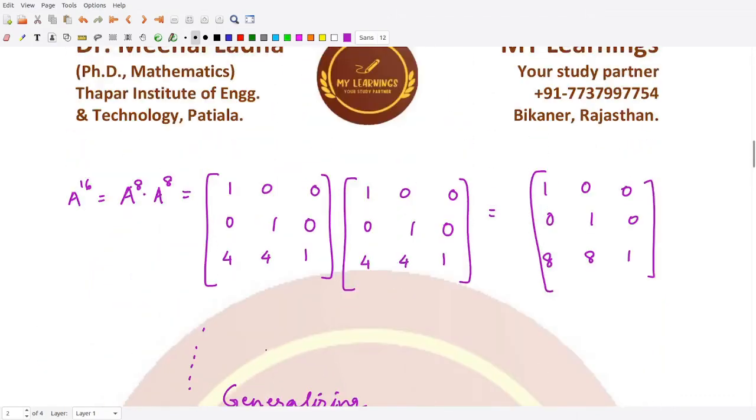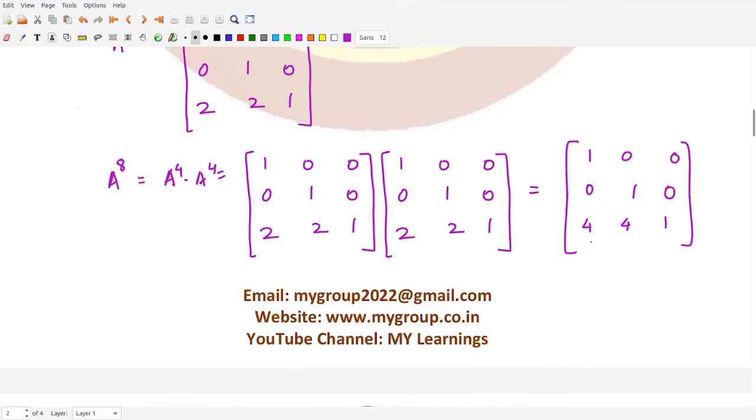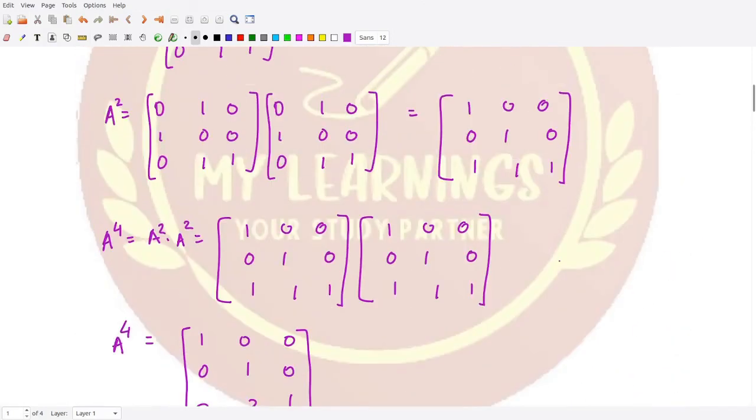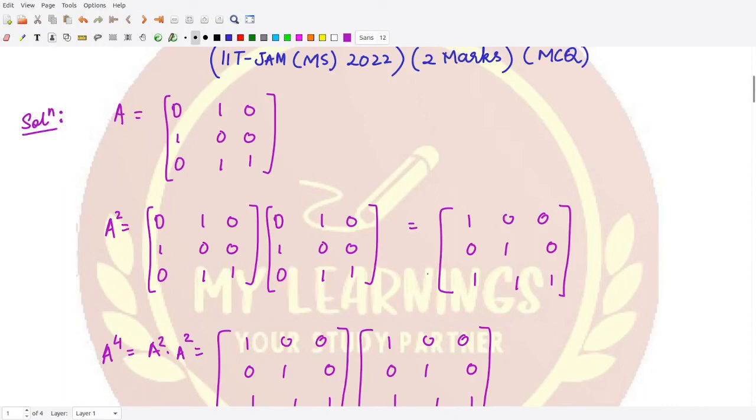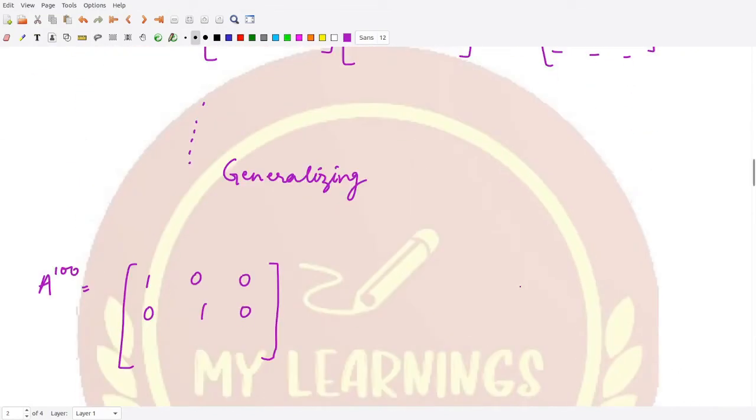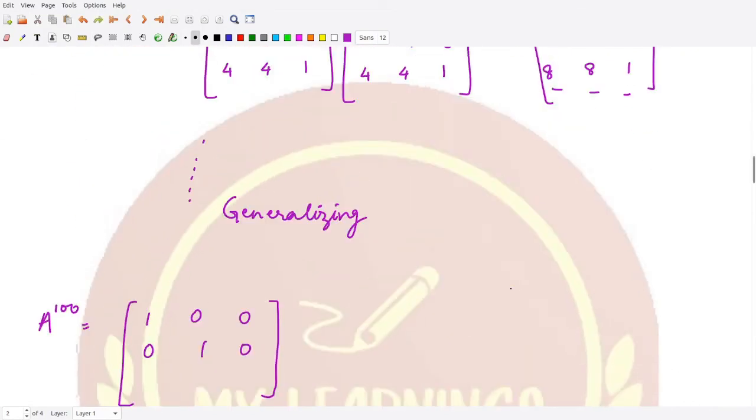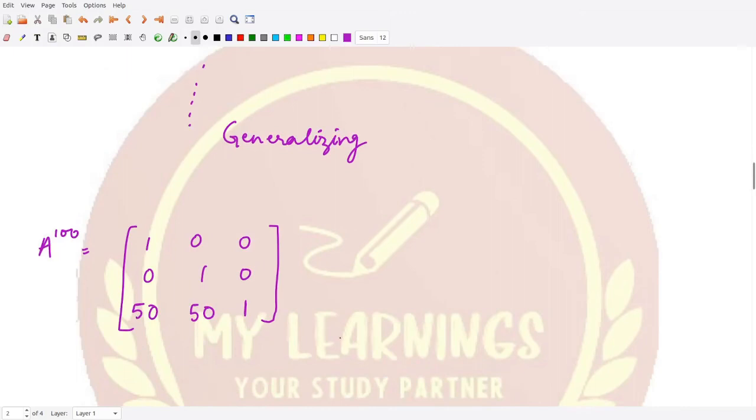And what is this third row? When we have the power 16, we have 8 8 1, and when we have the power 8, we have 4 4 1. When we have the power 4, it is 2 2 1. When we have the power 2, it is 1 1 1. So from here you could generalize that your third element is the same, that is 1 only. And what about these two elements? They are nothing but half of the power. In this case, half of the power is 50, so both are 50. So this is your matrix A to the power 100.